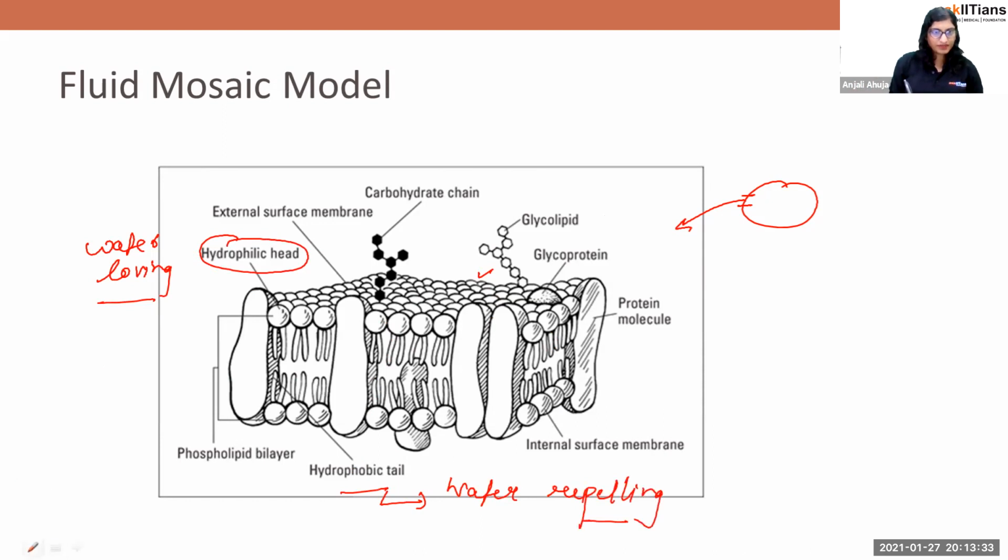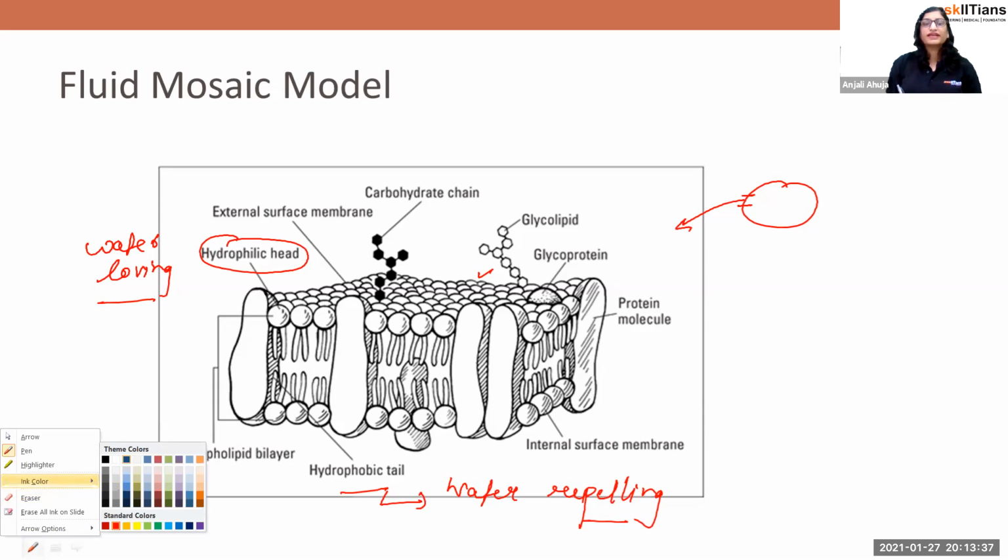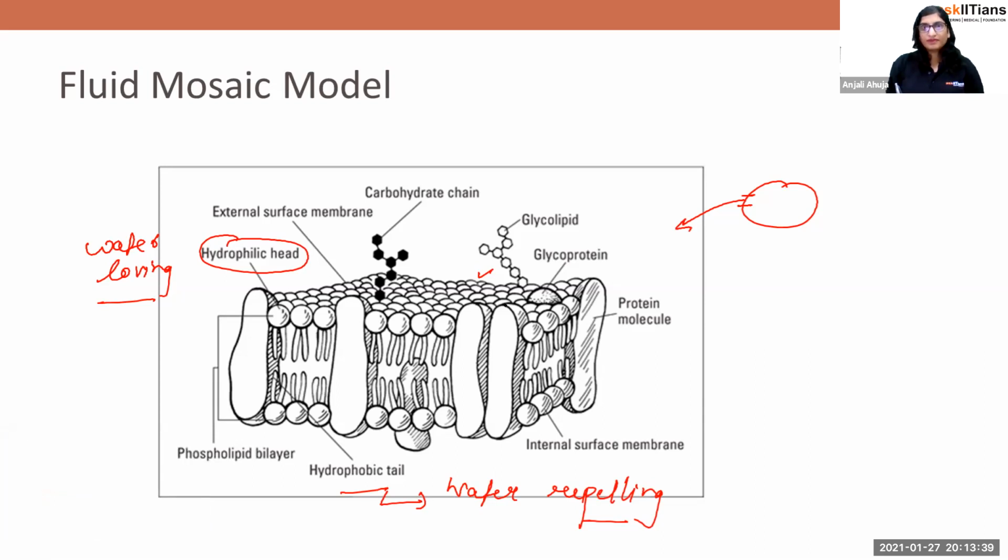Now let me change the pen color. Let me tell you one thing, guys. There are phospholipid bilayers, one time and two times. We used to say that molecules are moving through the membrane. Actually, these molecules move through a channel, and that channel is made up of protein. You see, this is a protein. This protein acts as a channel through which molecules move in and out.